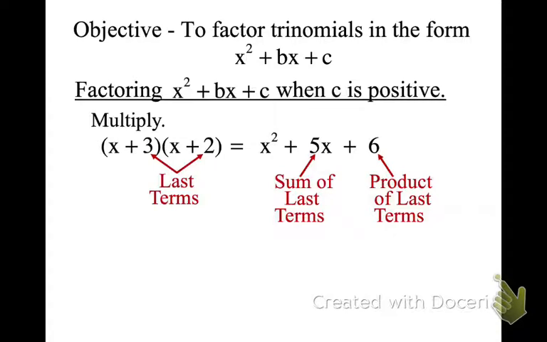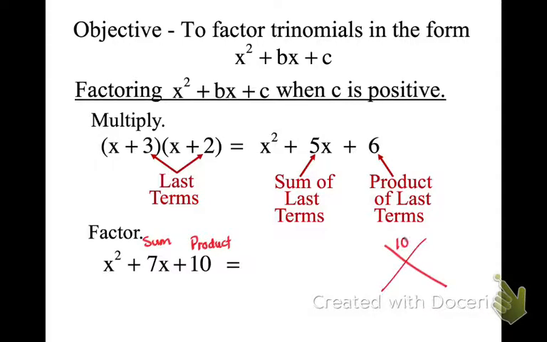If I add the last two terms in the binomials, I get the sum. It becomes the sum of the middle term. And when I multiply the last two terms, it becomes the product of the last term in a trinomial. So we're going to start, and we're going to do our x marks the spot. Since this is always the product, and this is the sum, we're going to make our own x marks the spot. What multiplies to 10 and adds to 7? Okay? What multiplies to 10 and adds to 7?